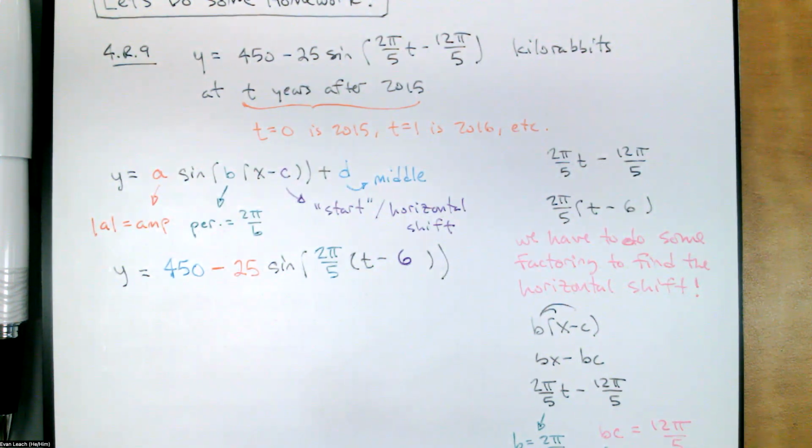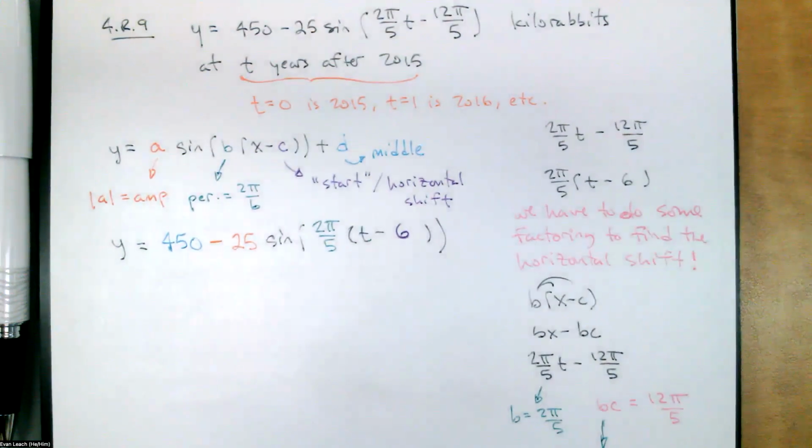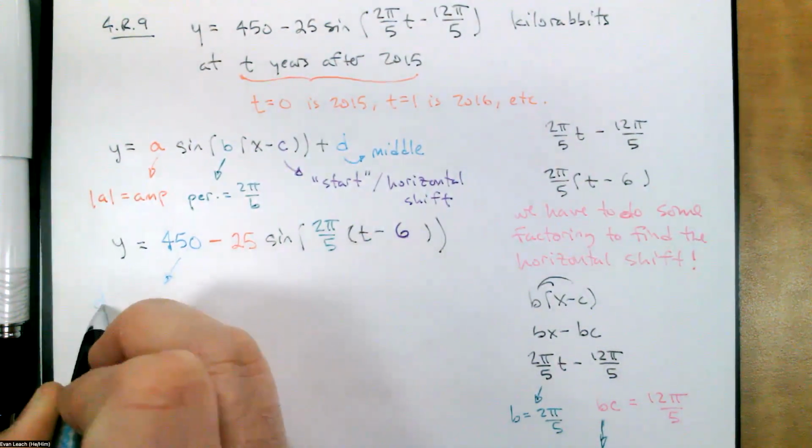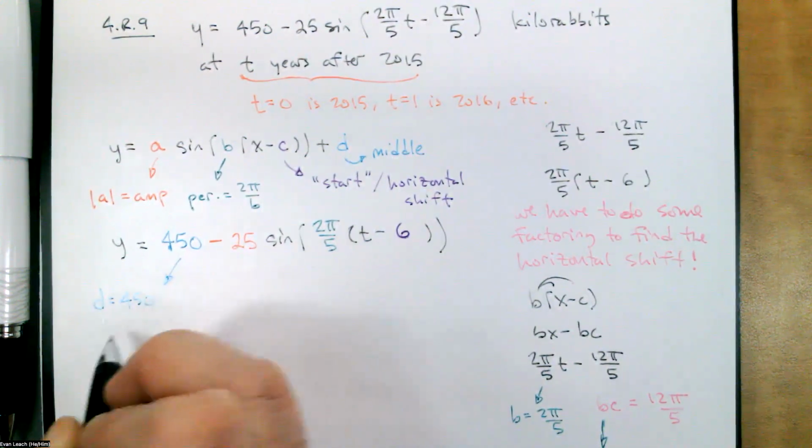Let's read what these numbers are telling us. I suppose I should go look at the problem. I don't care what the questions are. Let's read what these numbers are telling us. So this 450 is the constant that we're adding after all this nonsense takes place. So this is D. D is equal to 450, and that's the middle.